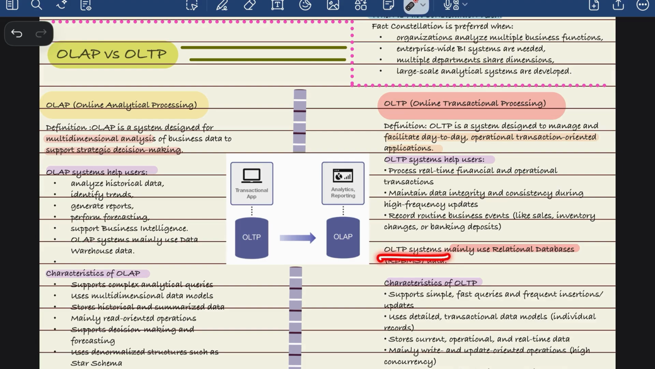So where we have an OLTP system, where we have this day-to-day transaction, we use RDBMS, that is relational databases, to store the data. Alright, there are few characteristics of OLAP, that it supports multiple complex queries. And there are characteristics of OLTP as well. So you can pause the video and read it here and now.